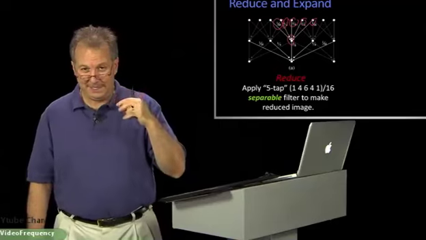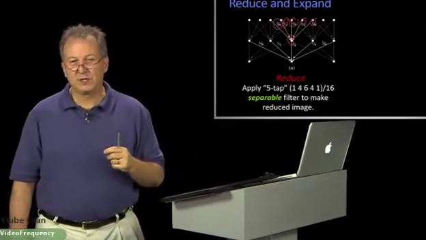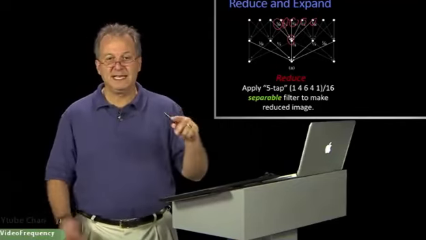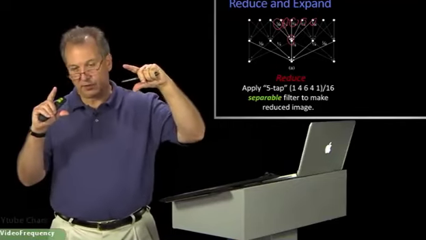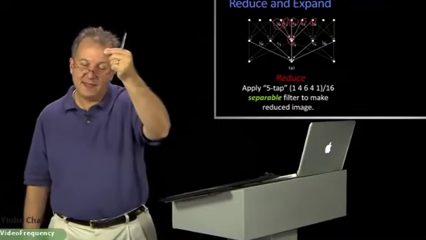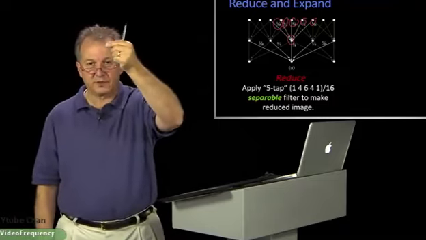you all have seen this before. We talked about separable filters, right? So a separable filter was, instead of applying a square filter or a 2D filter, I apply a one-dimensional filter horizontally, and then often it's the same one-dimensional filter vertically.